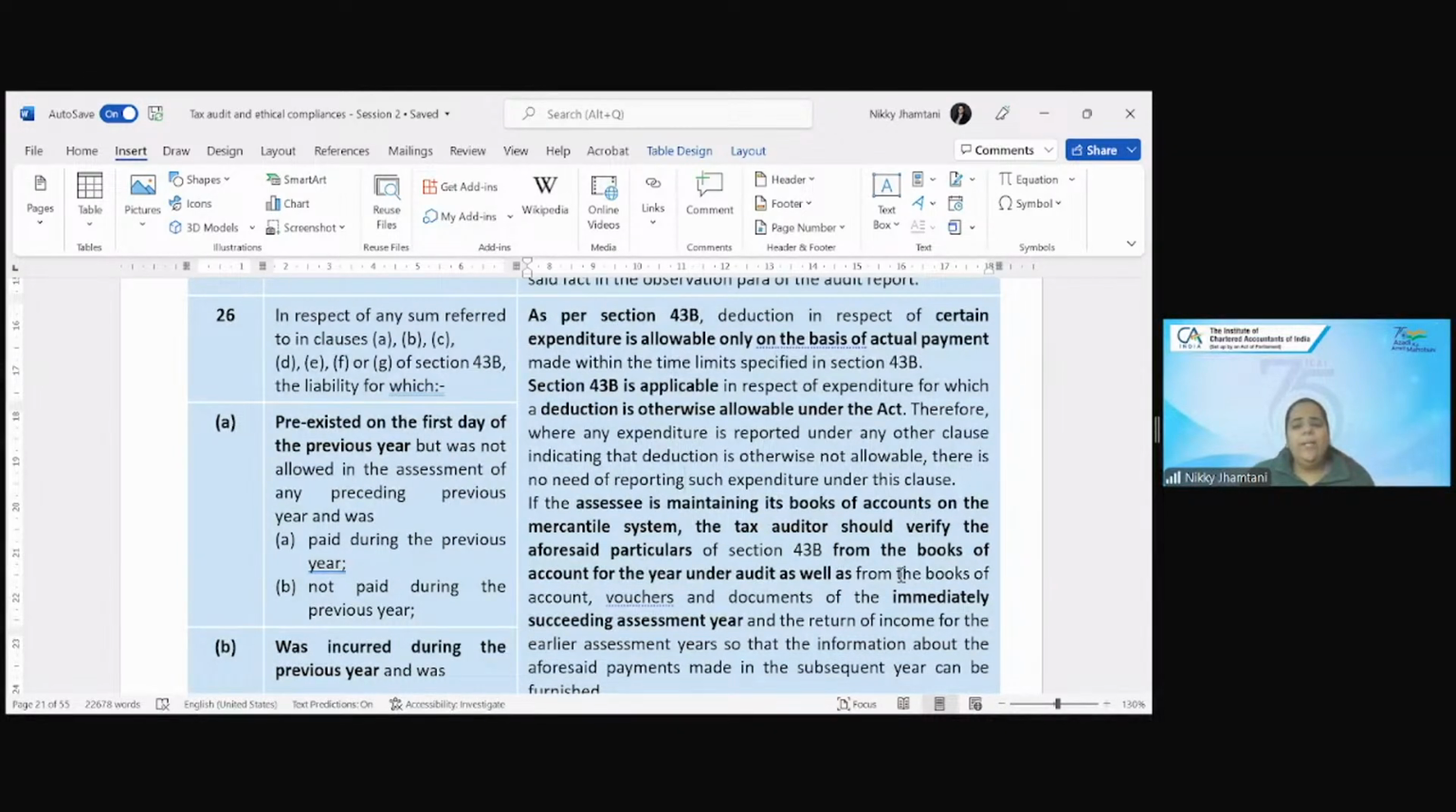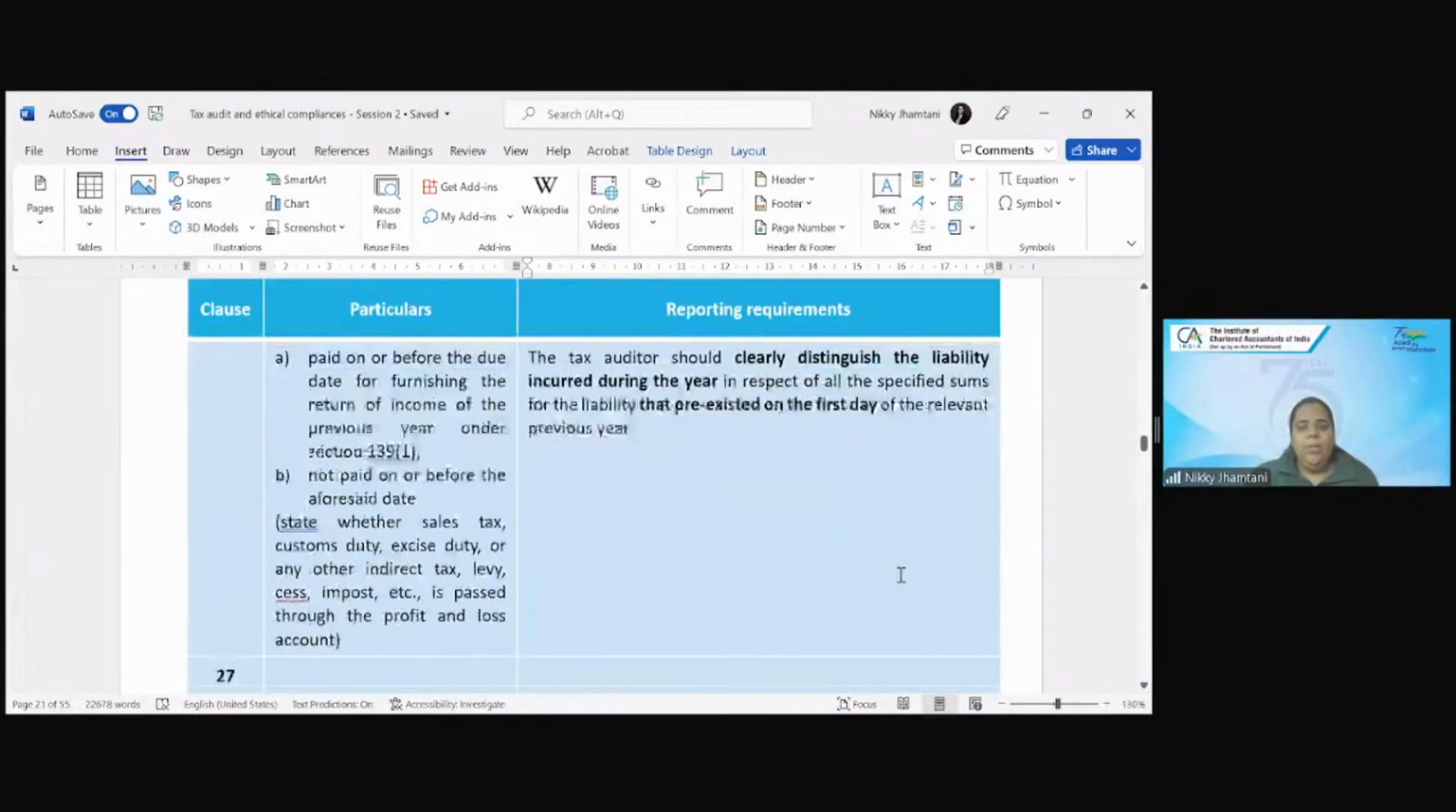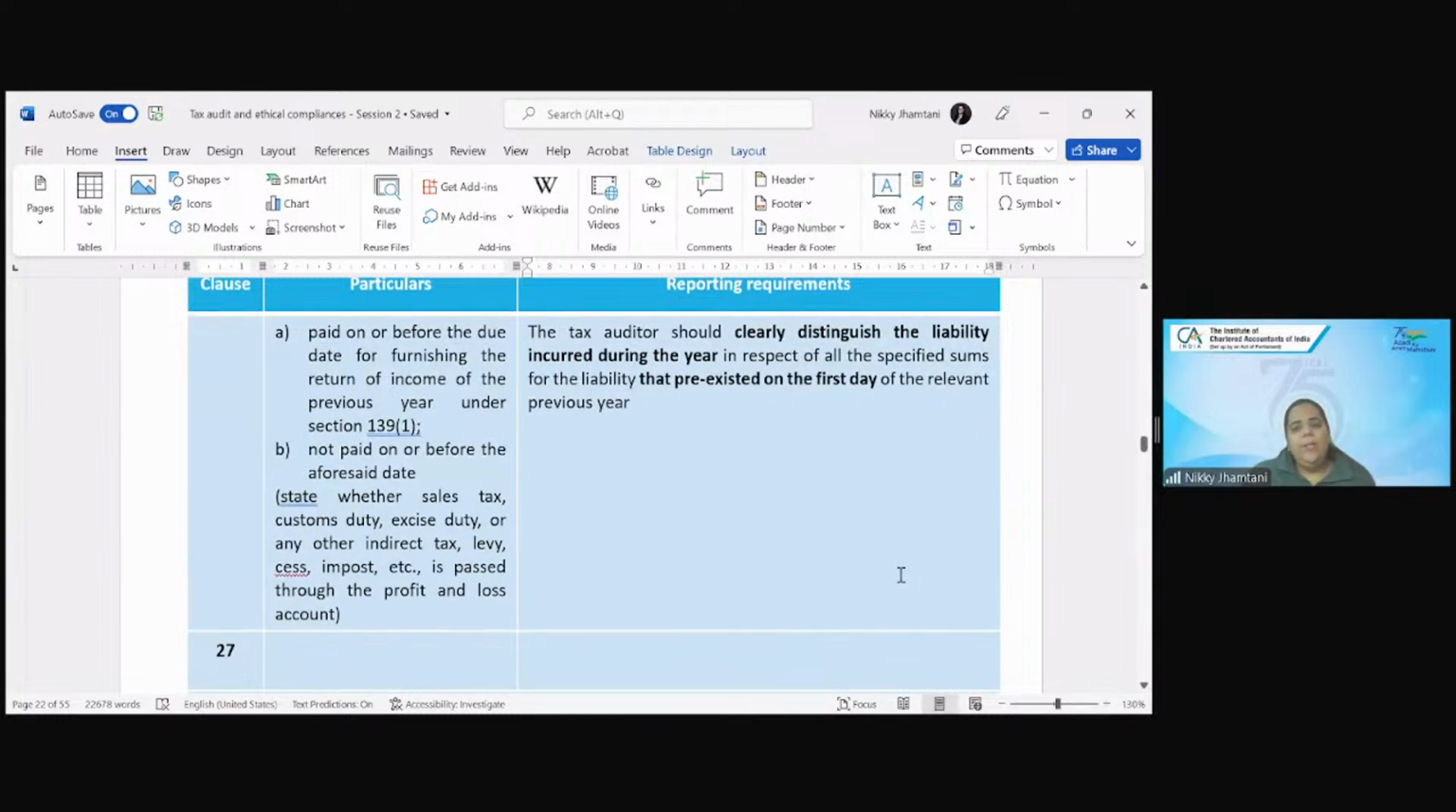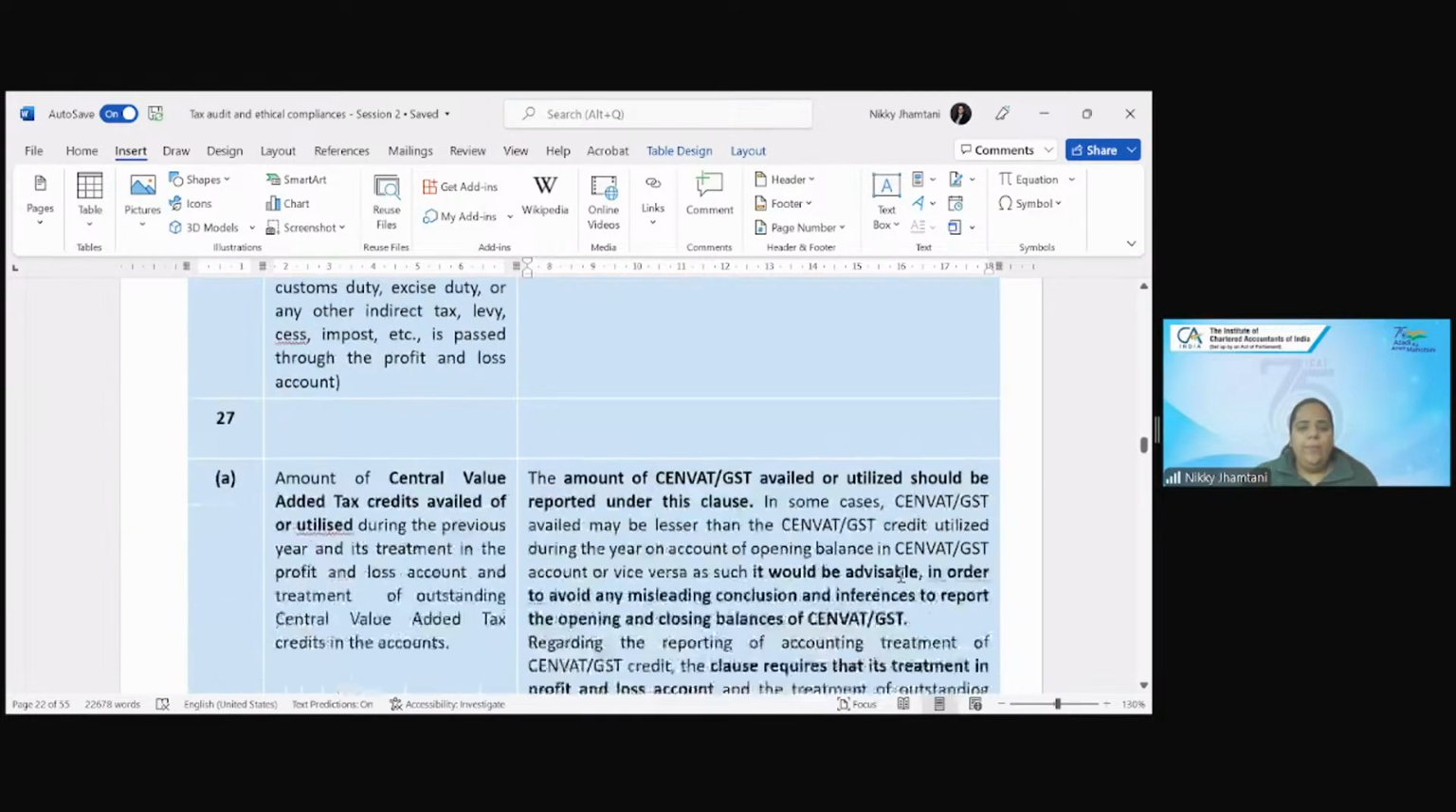If the assessee is maintaining its books on the mercantile system, the tax auditor should verify the aforesaid particulars of 43B from the books of account for the year under audit as well as from the books of account, vouchers, and documents of the immediately succeeding assessment year and the return of income for the earlier assessment year so that the information about the aforesaid payments can be furnished. The tax auditor should clearly distinguish the liability incurred during the year in respect of all the specified sums from the liability that pre-existed on the first day of the relevant previous year.